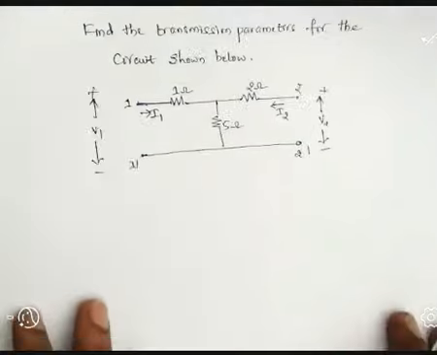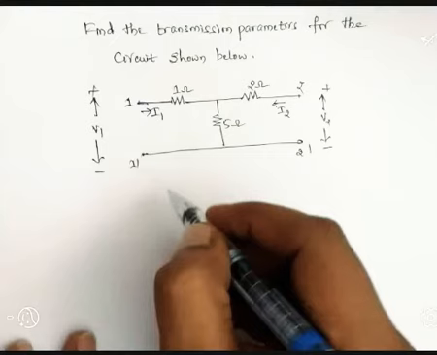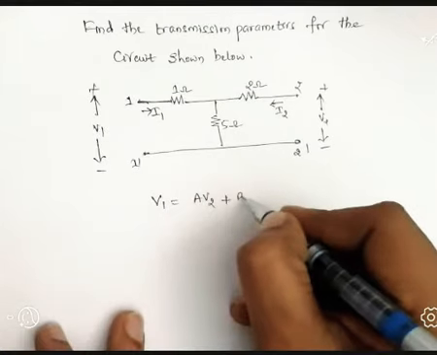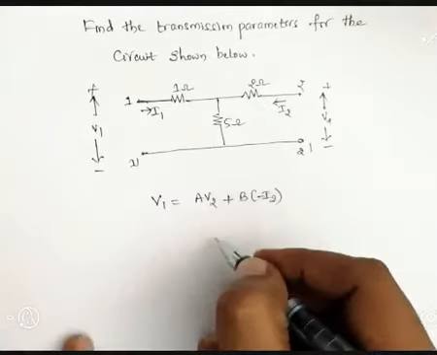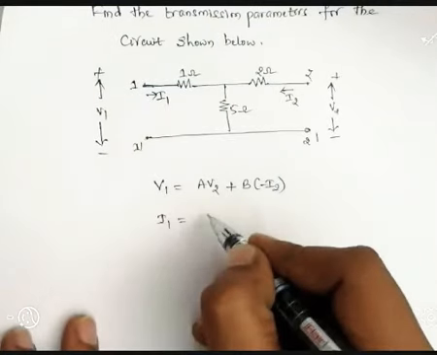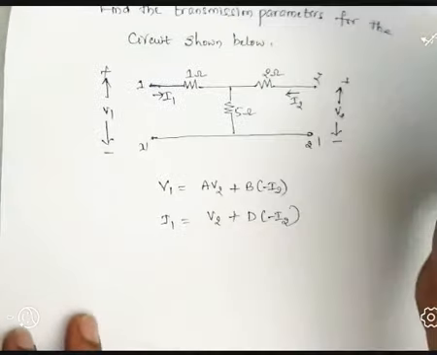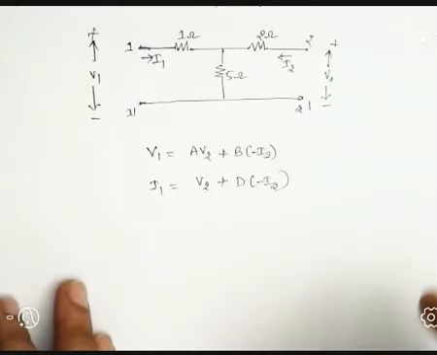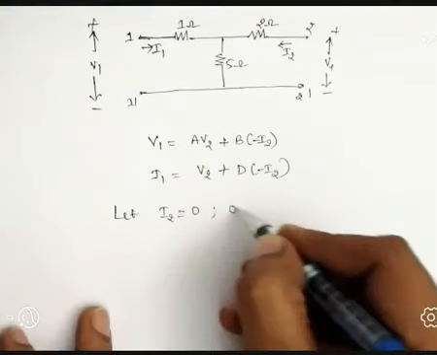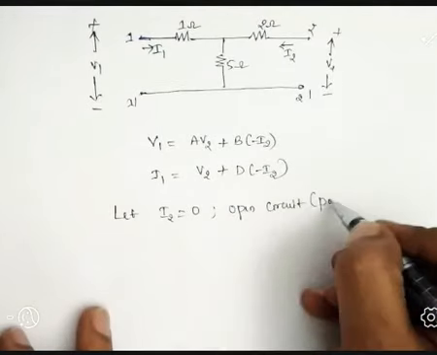Now, calculate ABCD parameters for this given network. Very simple. As per the definition of ABCD parameters, first I will write the definition. V1 equal to AV2 plus B into minus I2. Next, I1 is equal to CV2 plus D into minus I2. First case, let I2 be equal to 0. That is open circuit of port 2.